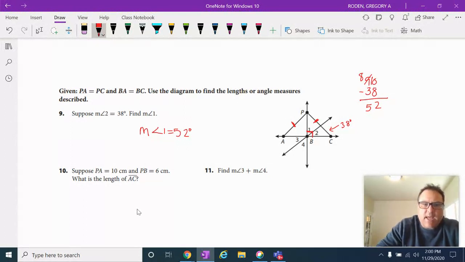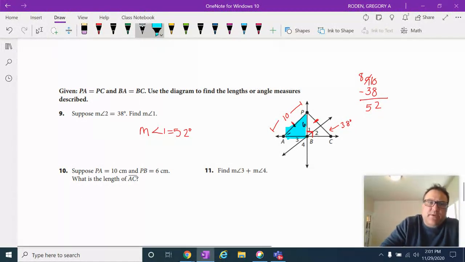Let's say the measure of PA is 10. So from here to here is 10. And we know PB is 6 right here. What is the measure of AC? Well, in order to do that, we have to look at this triangle first. Let me highlight it. We have to look at this blue triangle right here, and that's a right triangle.